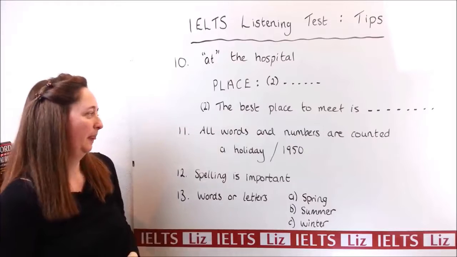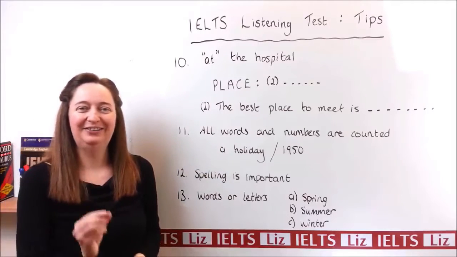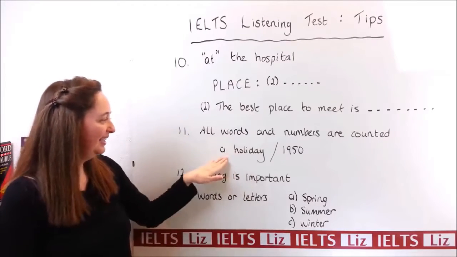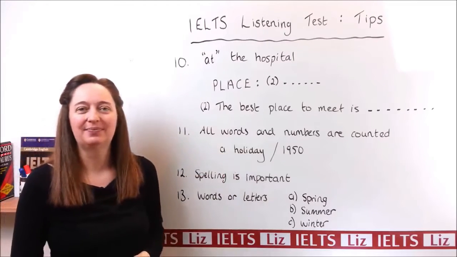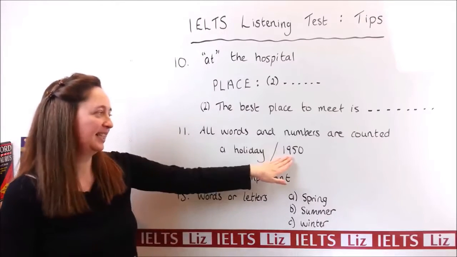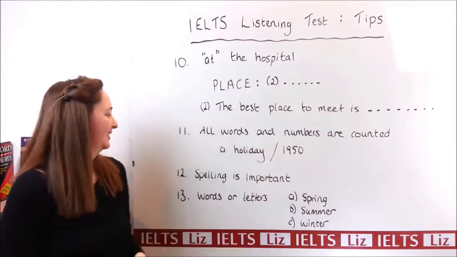Number 11. All words are counted, even if they are small words. So for example, a holiday, that is 2 words. That's the same for reading and writing. And of course, this 1950, that would be considered as 1 number.